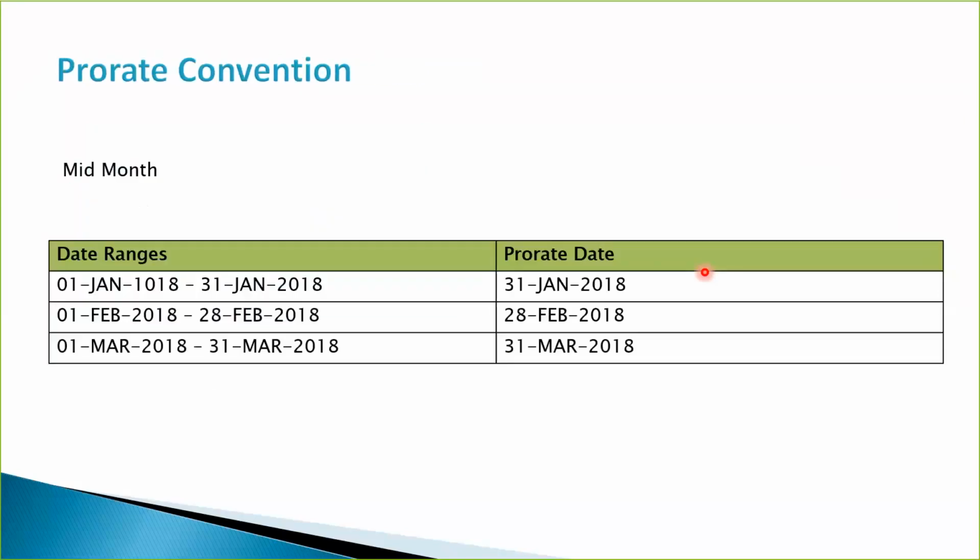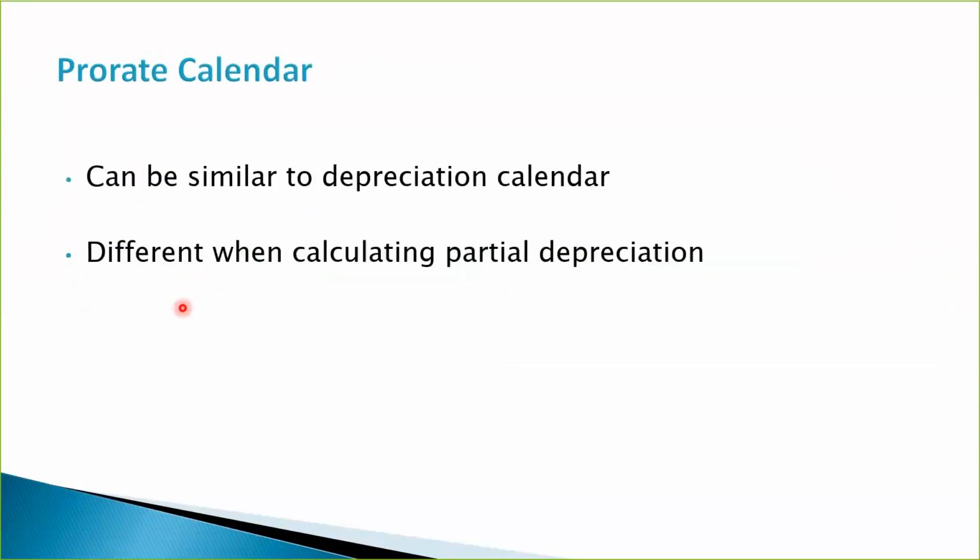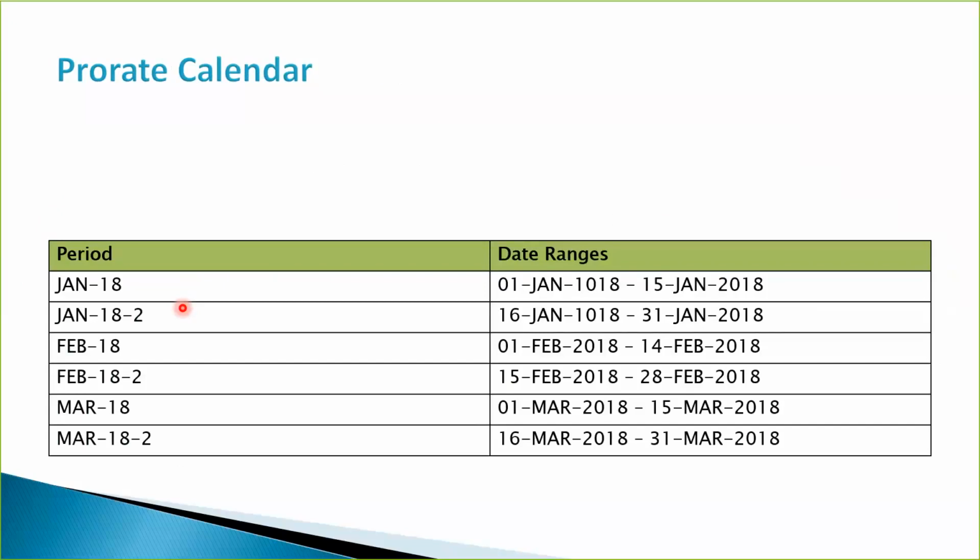All right? So this is going to be the prorate date. This is the prorate convention that we are using even for the mid-month. But the difference in the expenses that are being brought up is brought about by using a different prorate calendar, which is what I want to show you here. Okay, that might have been a bit confusing, but don't worry, you're going to have a clear idea by the time we are done.